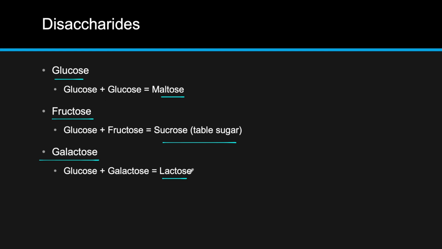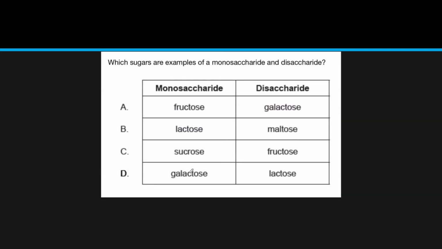After looking at all of these, you're going to want to memorize them and get these under your belt. So here's an example of how you might be tested on this. Which sugars are examples of monosaccharides and which sugars are examples of disaccharides? So give me a second. Okay, if you can quickly list off our monosaccharides, we have fructose, galactose, and glucose.